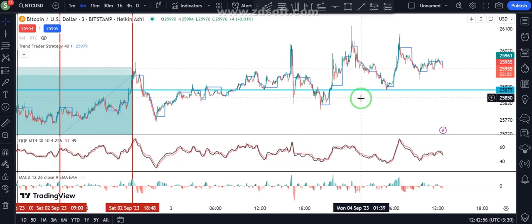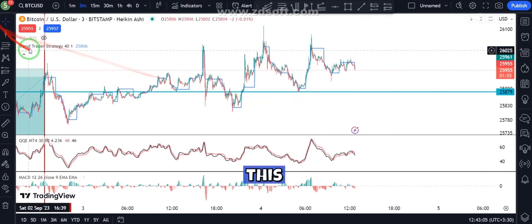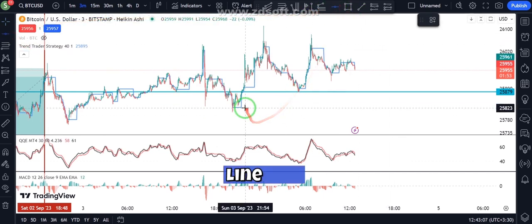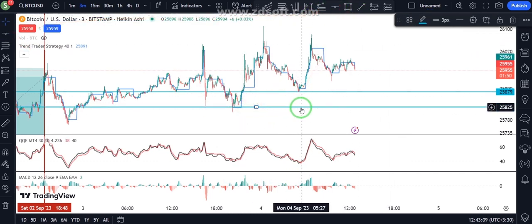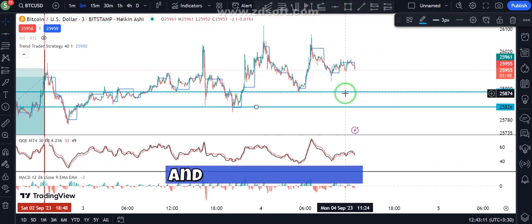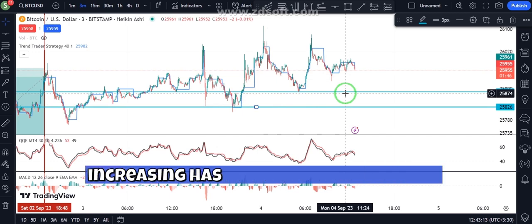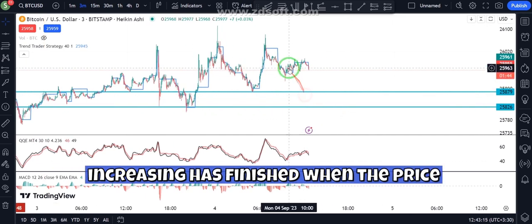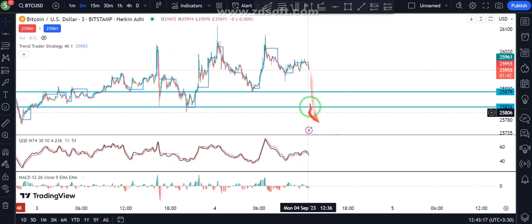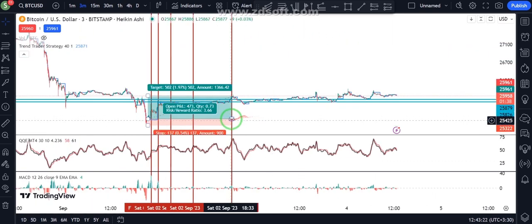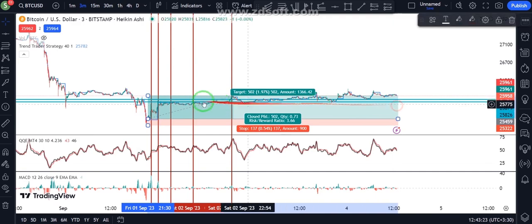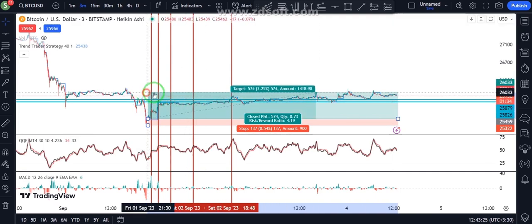For now, we will stay in this position until the price breaks down this line, this resistance, and we realize that the increase has finished. When the price cuts down this line, we exit this position and close it.